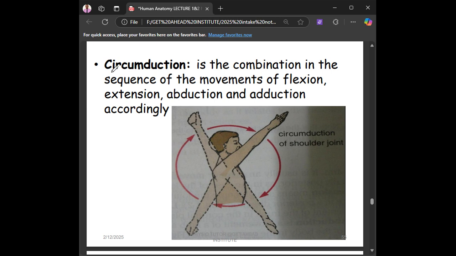Then we also have what we call circumduction. Circumduction is just the combination, in sequence, of movements which involves flexion, extension, abduction, and adduction accordingly. Okay, this is the circumduction.